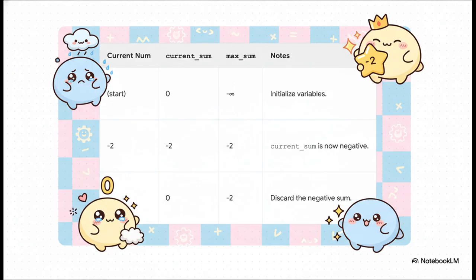We start with the first number, -2. Our current sum becomes -2, which is our best so far, so max sum is also -2. Now, here's the magic. Since our current sum is negative, it can't possibly help us, so bam, we drop it. Reset current sum back to 0.